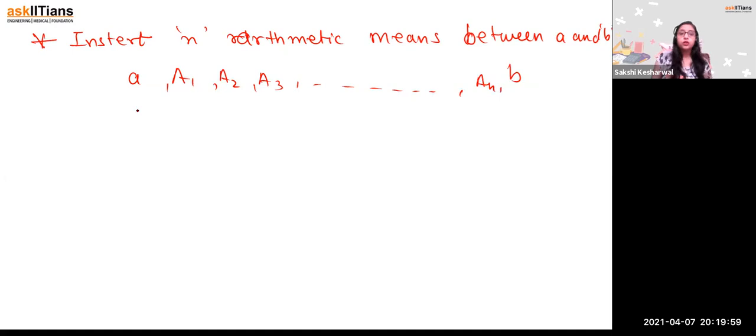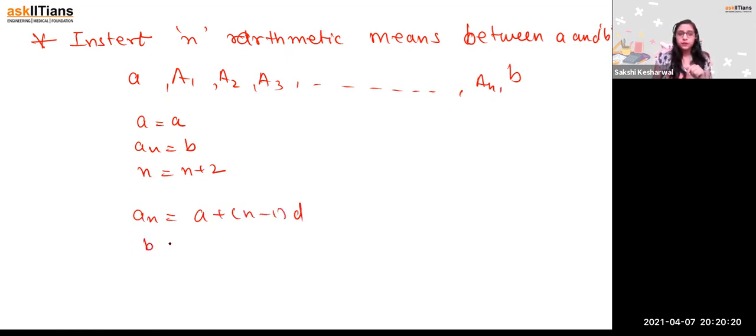So what do you have to do? You have A, that is the first term. You know that the last term is equal to B. You are inserting n numbers, so the total number of terms will be n plus 2, right? So can you find D? The last term formula: B equals A plus (n plus 2 minus 1)D. So this is equal to what?